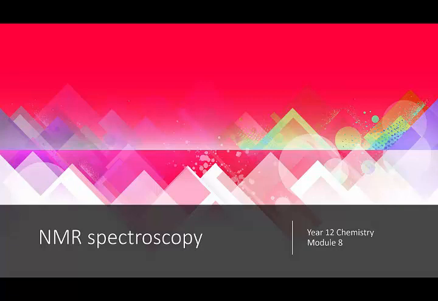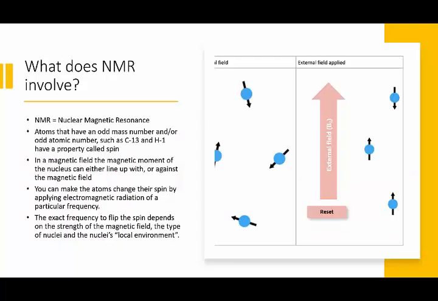Okay, this video is about NMR spectroscopy. First of all, NMR stands for nuclear magnetic resonance. And the underlying idea is that atoms that have an odd mass number or an odd atomic number, such as carbon-13 or hydrogen-1, have a property that's called spin. And what that basically means is that if we put these atoms in a magnetic field, their nuclei act like mini magnets that can either line up with or against the magnetic field.